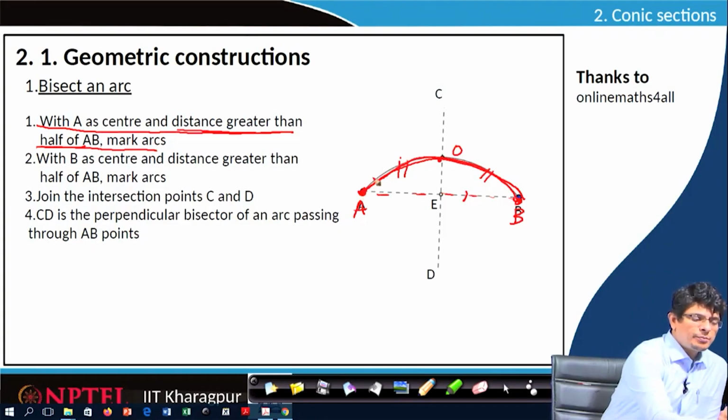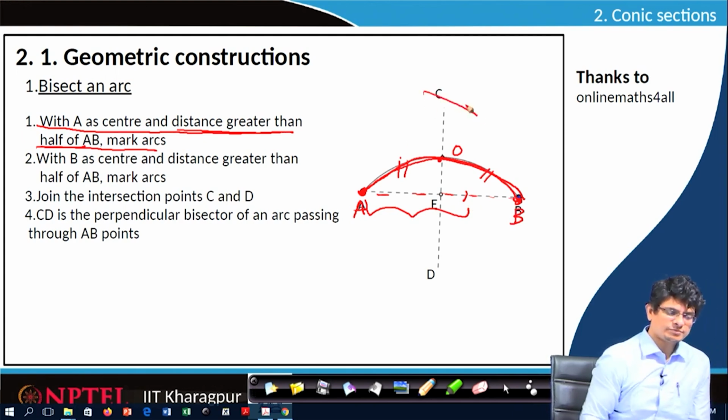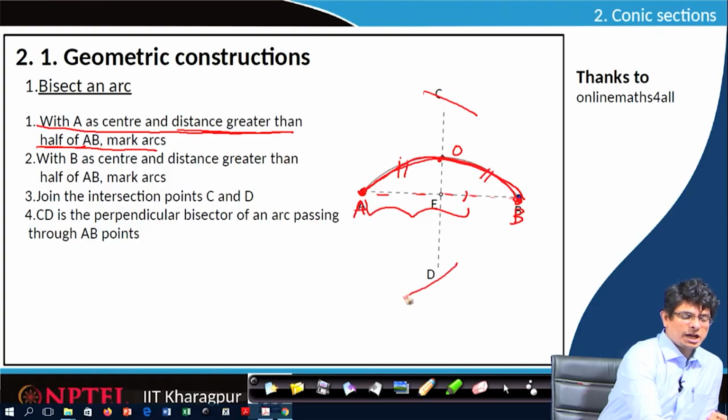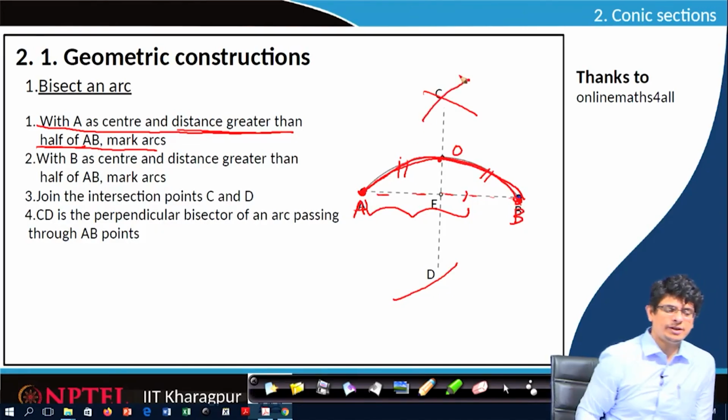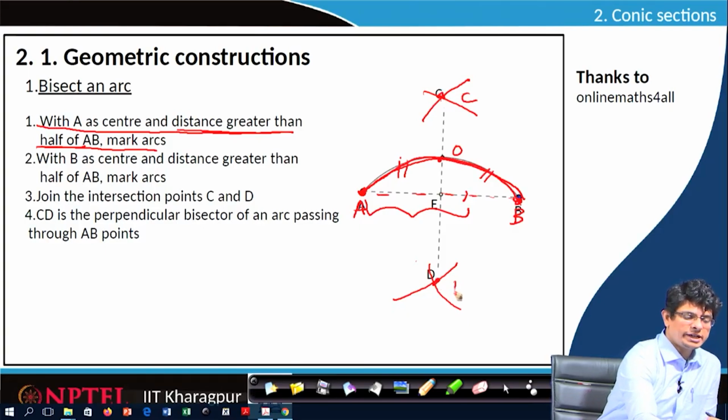So, with that distance greater than half of AB, mark arcs. From A, picking this distance as radius, mark an arc. Similarly, from A mark an arc on this side. With the same radius, mark another arc with the center B in that way. Similarly, mark another arc in that way. Whatever the points are intersecting, let us call C point and D point, join them. And the point through which it cuts the AOB arc is O, and this is the point which bisects the arc.